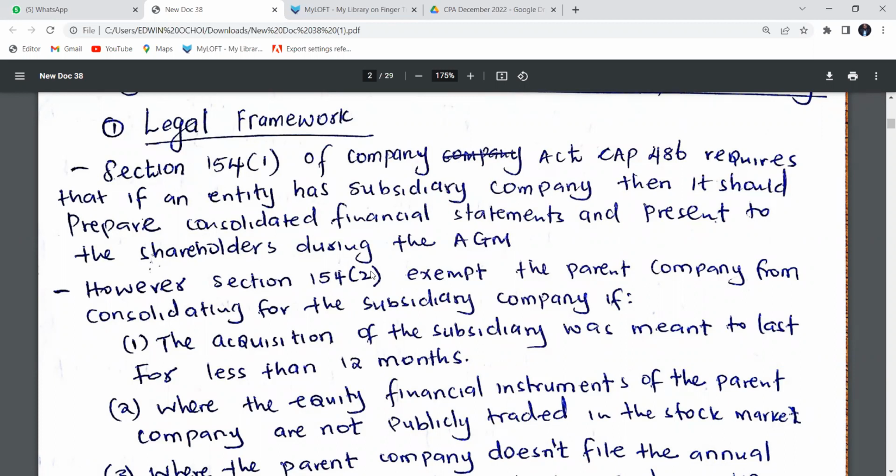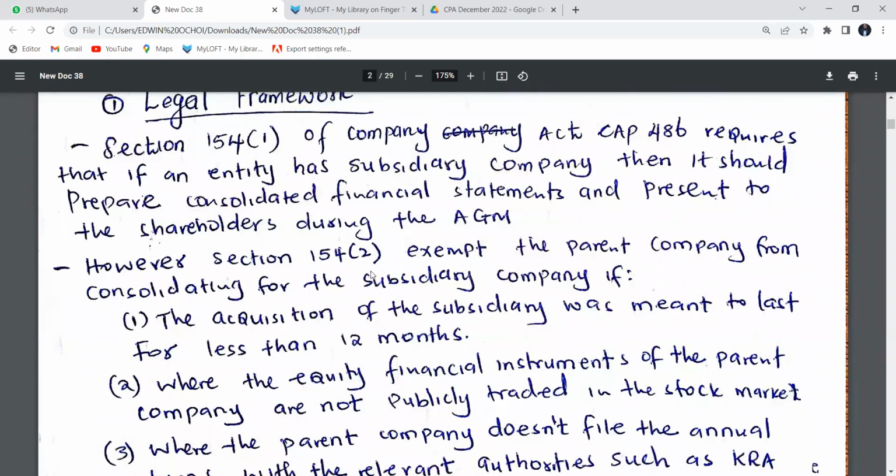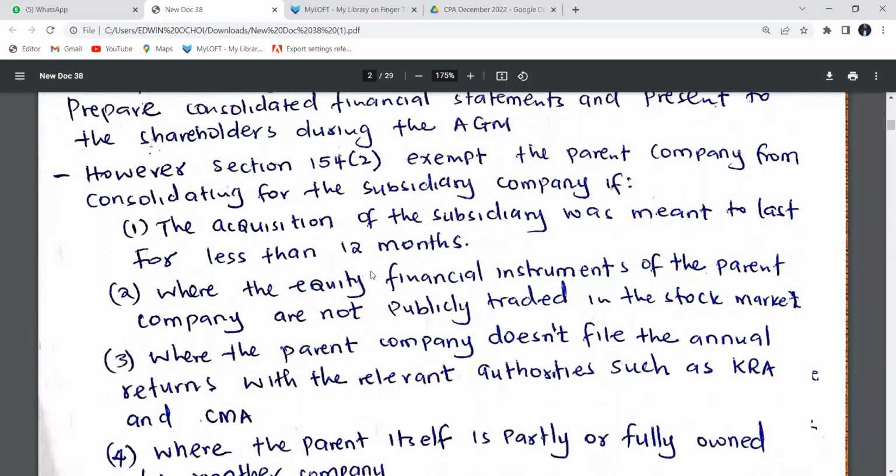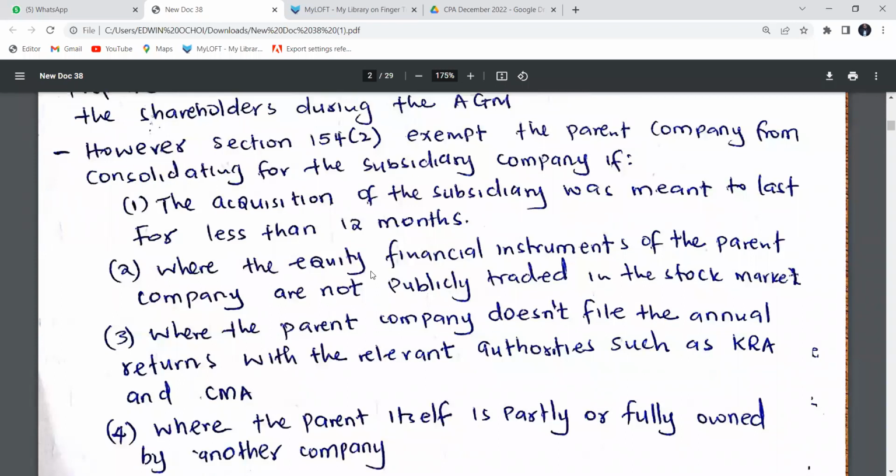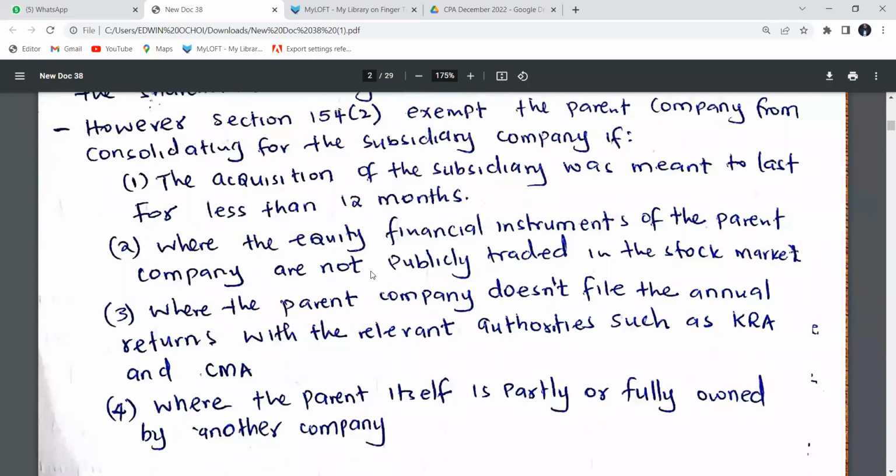Even if the parent has a right to consolidate for the subsidiaries and present the consolidated statements during the AGM, there are some scenarios where the parent is not given that opportunity. These are the exemptions. If the subsidiary was acquired and it's lasting for less than 12 months, where the shares of the parent are not trading, where the parent doesn't file annual returns, and where the parent itself is partly or fully owned by another company.